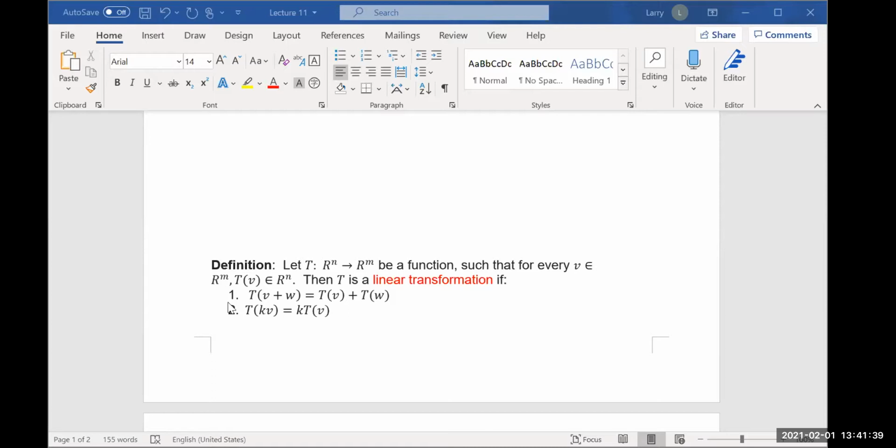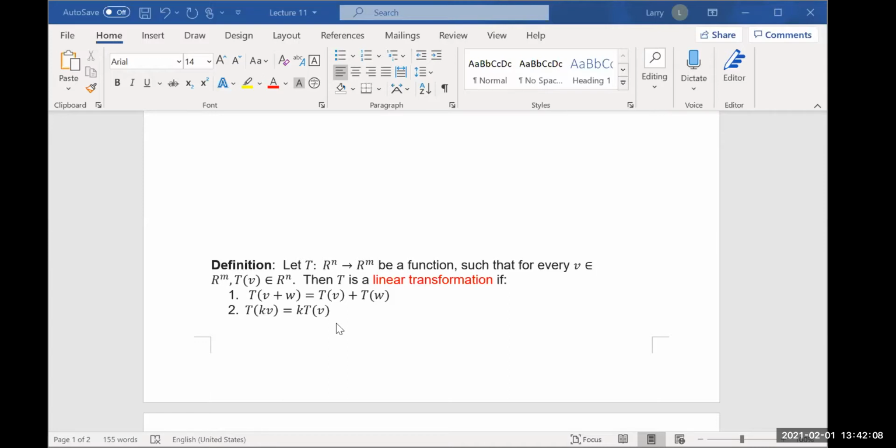And then the second is T of KV equals K T of V. Doesn't that look like the subspace definition? I don't have the third with 0 because there's no 0 issue with linear transformations. So these are the two biggies. So I want to give you a heads up of what's going to happen next month, or maybe late this month. We're already in February. And that is that we're going to be more general.